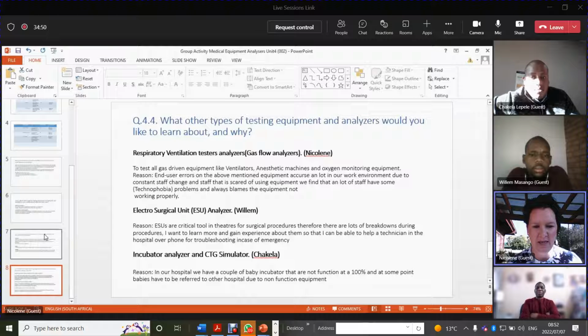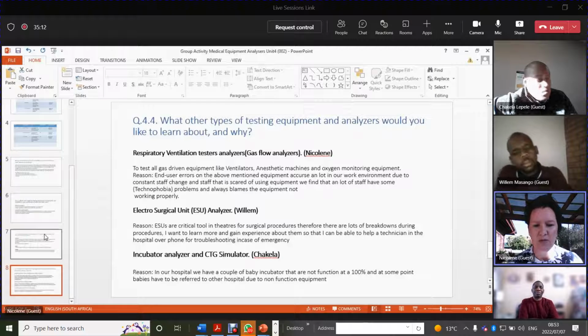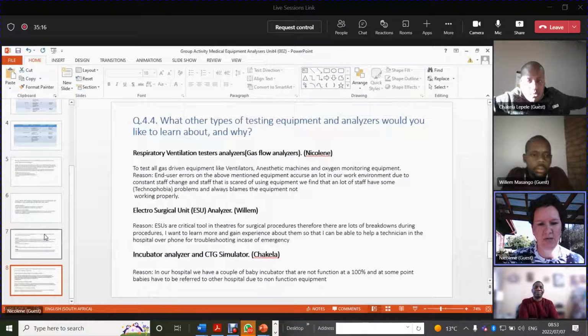And Chakela wanted to know about incubator analyzers and CTG simulators. Reason: in our hospital, we have a couple of baby incubators that are not functioning at 100%, and babies have to be referred to other hospitals due to non-functional equipment. That was the outcome there together.